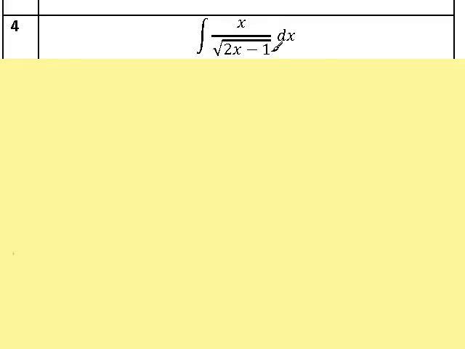So we don't have that same situation where we have an inner function and the derivative of the inner on the outside. What we have here is an inner function that's a linear function. 2x minus 1 is linear. That means x appears to the exponent of 1. All right, so that's a linear function as an inner function. We're going to set u equal to our inner function and differentiate.